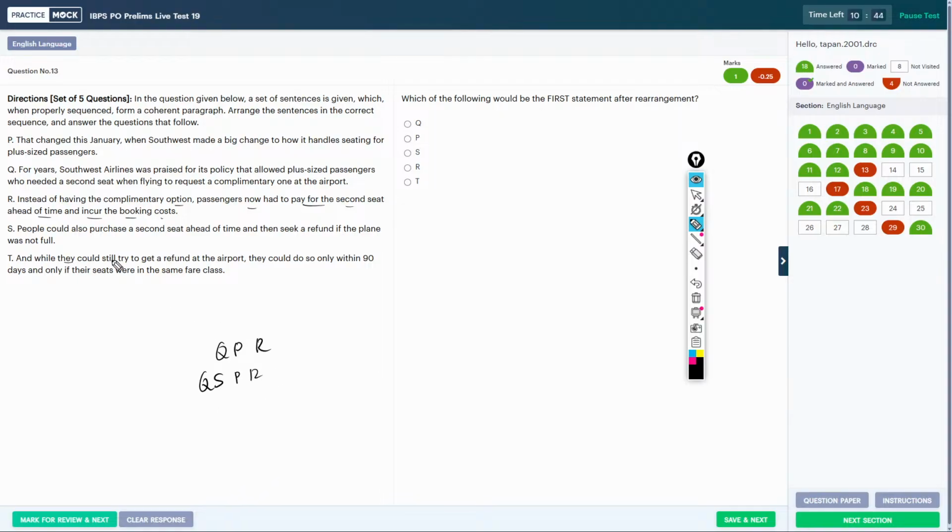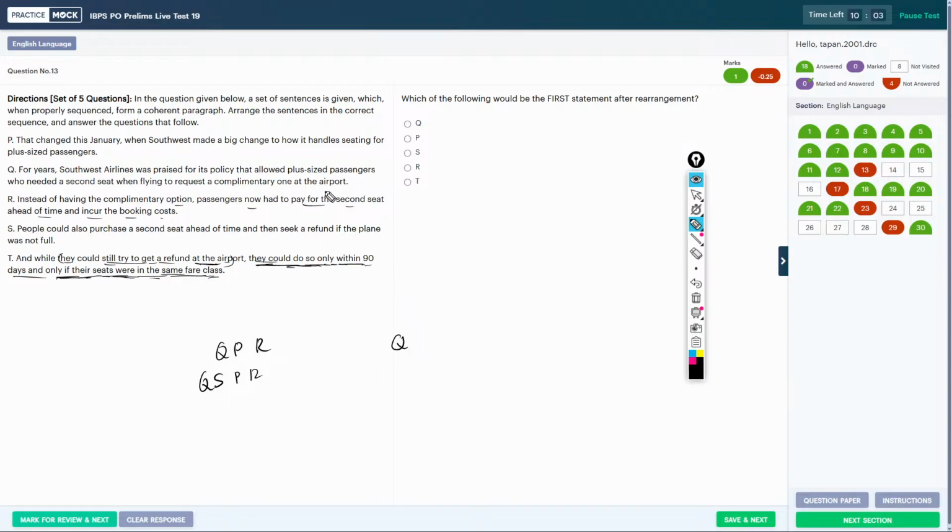QSER. And while they could still try to get a refund at the airport, they could do so only within 90 days and only if the seats were in the same fare class.